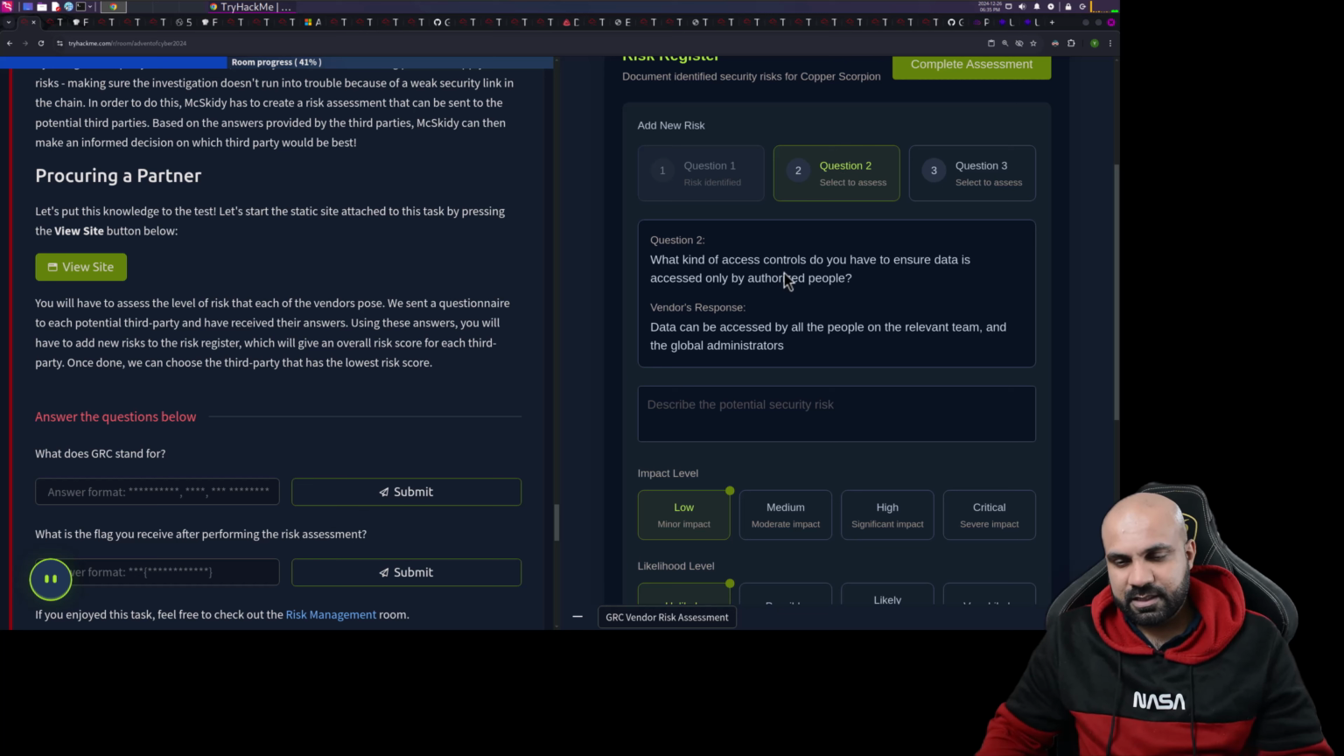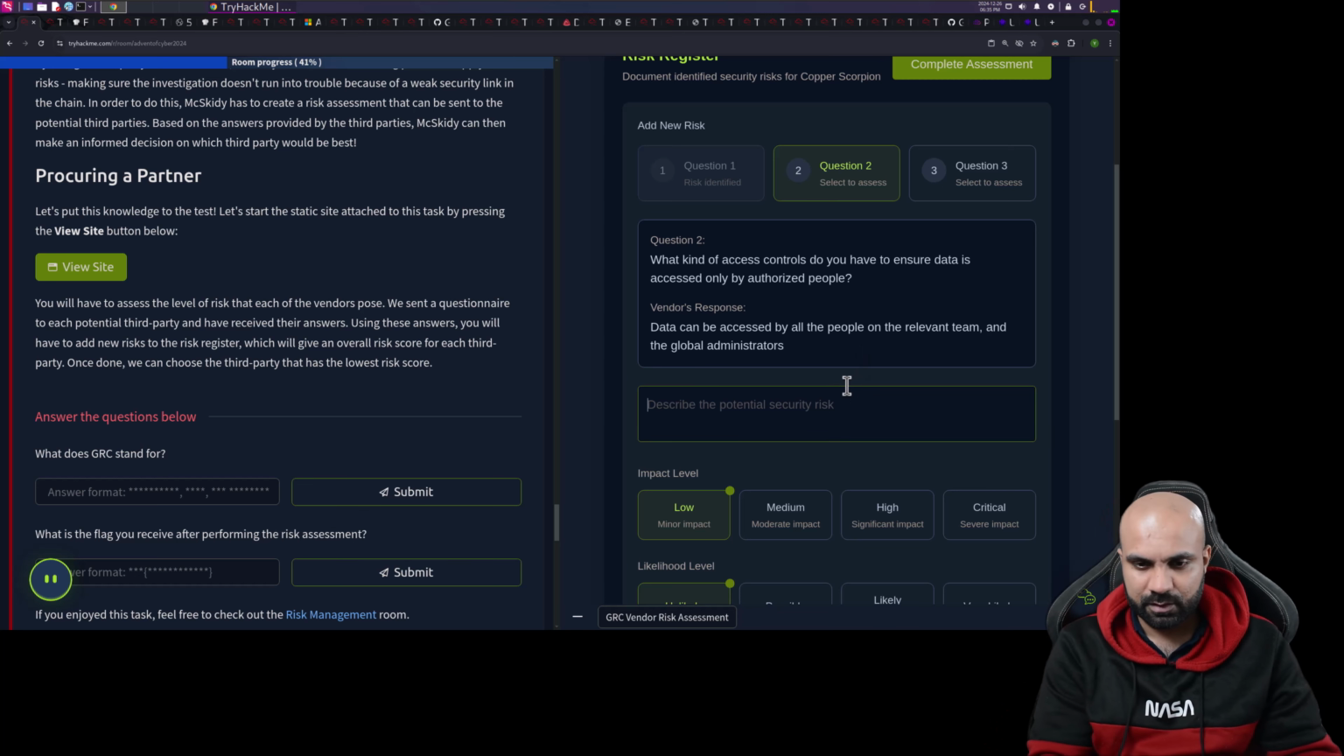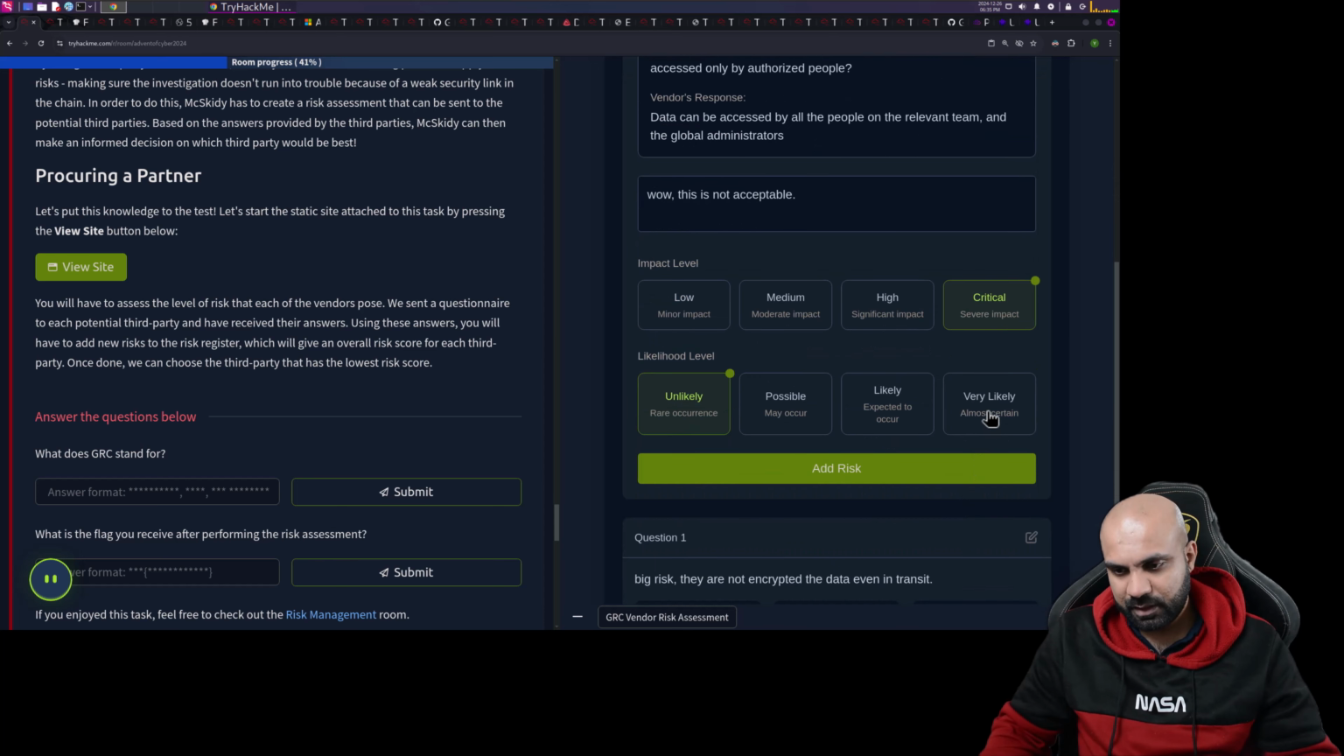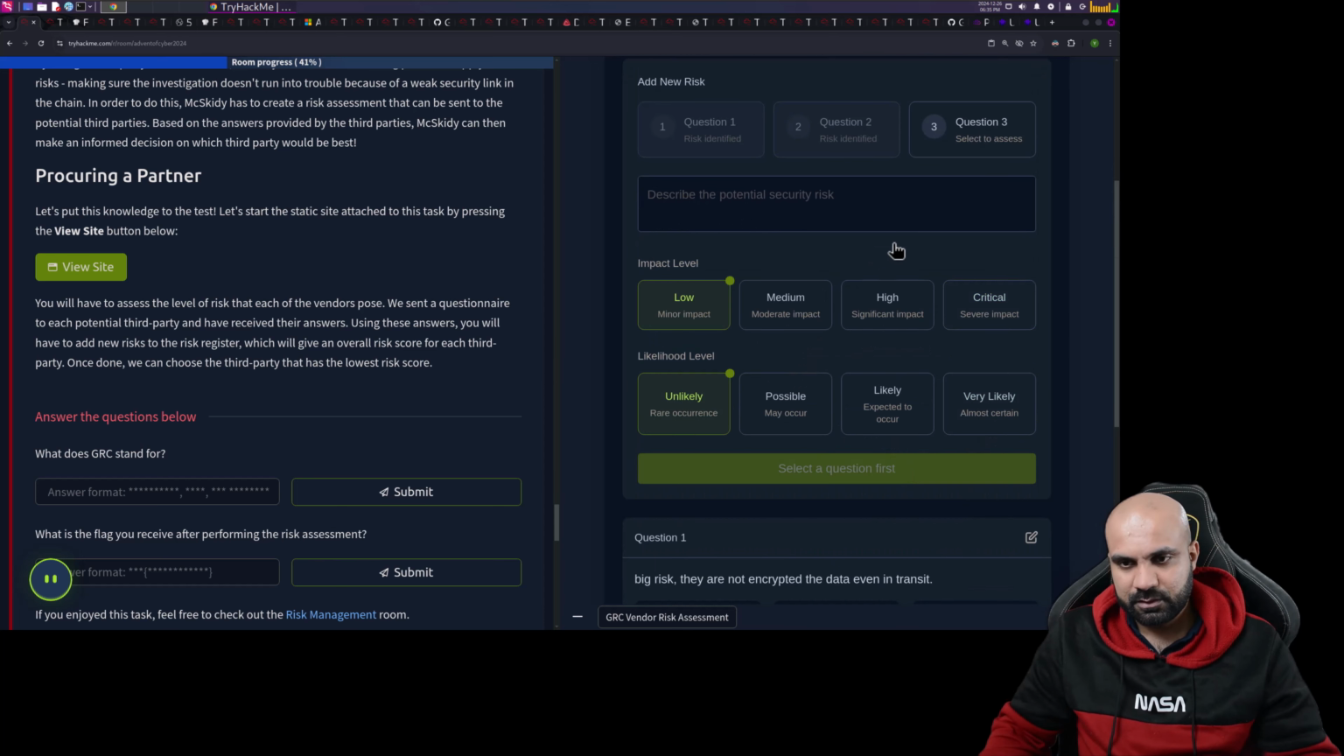What kind of access controls do you have to ensure data is accessed only by authorized people? Data can be accessed by all the people. Oh, come on. And the global administrators. Wow. This is not acceptable. Critical. Anybody can access this data.